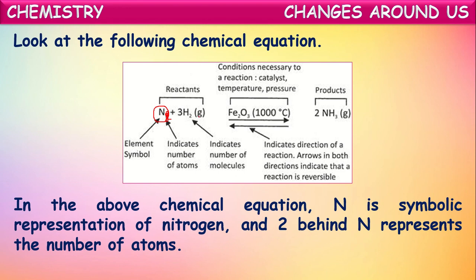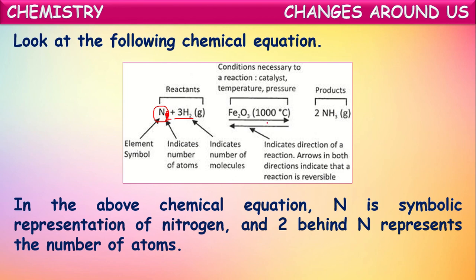At the same time, 2 hydrogen atoms are there in a hydrogen molecule and 3 hydrogen molecules are taken, isn't it? So 1 molecule of nitrogen combining with 3 molecules of hydrogen in this reaction. And if you see at the right hand side, 2 molecules of ammonia are formed and each molecule of ammonia contains 1 nitrogen atom and 3 hydrogen atoms. Okay, these are indicated here.